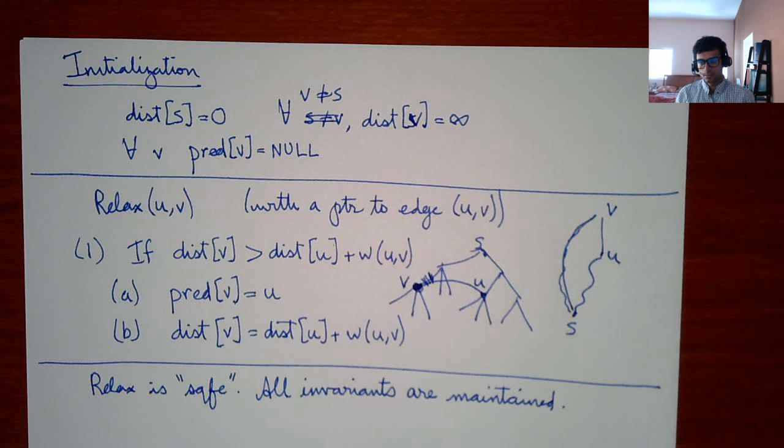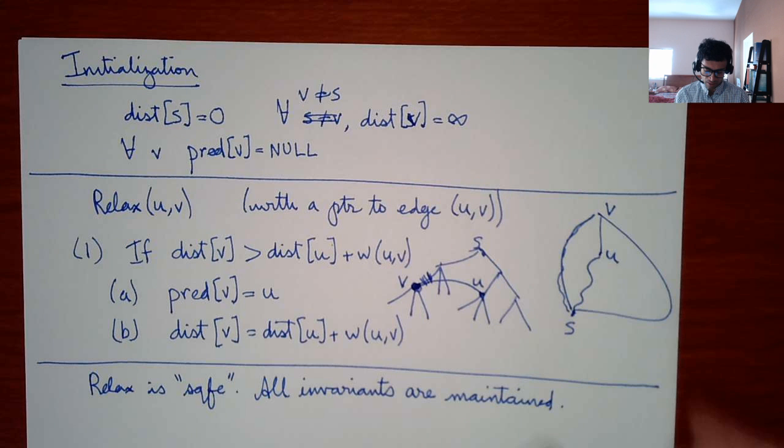No, so it's not clear, because what if there exists a shorter path that goes like that, and the algorithm has not discovered it? I mean, the problem is if you keep calling relax on the same edge, at some point it's not going to do anything.